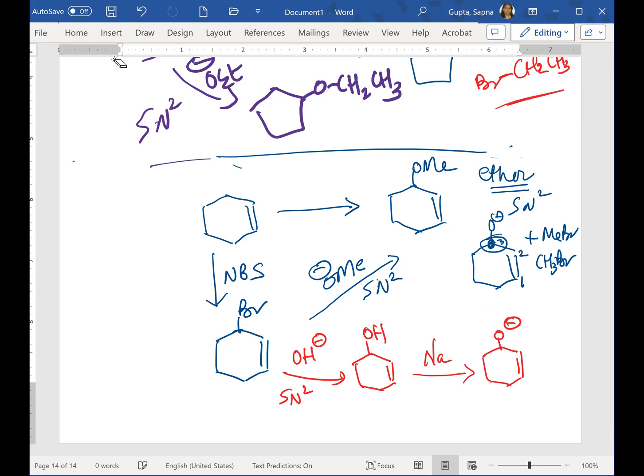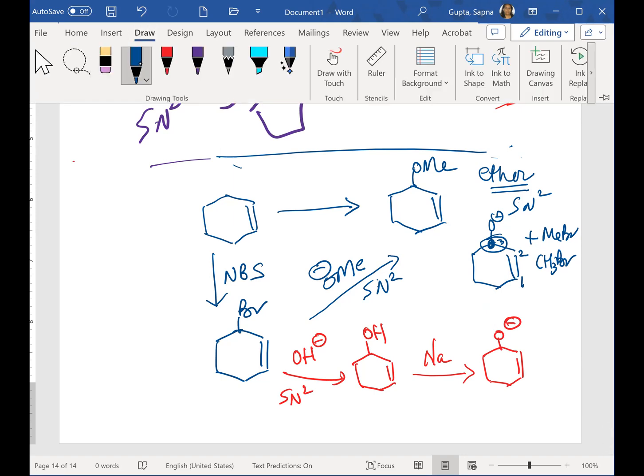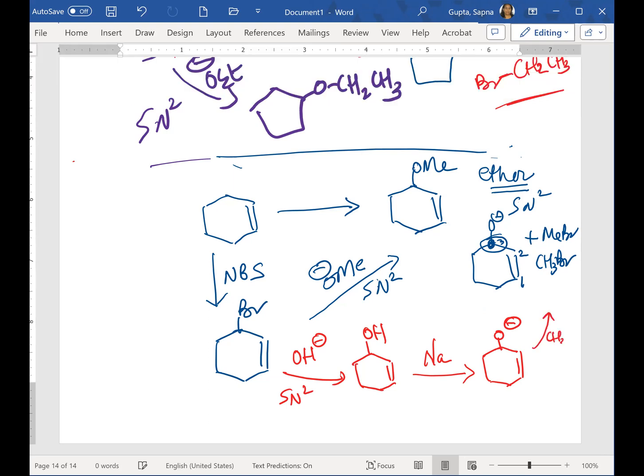So now my nucleophile is ready. And then all I need now is CH3MgBr. I'm sorry, CH3Br. I don't know where the Mg came from. CH3Br, and now you get the SN2, and that's fine. OMe.